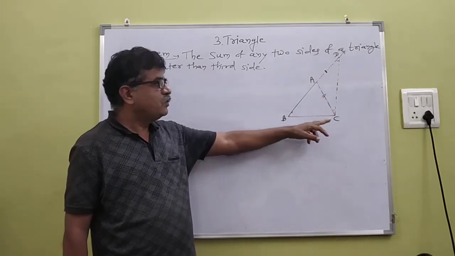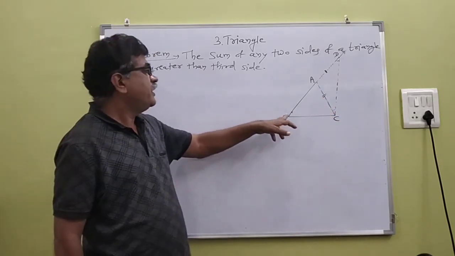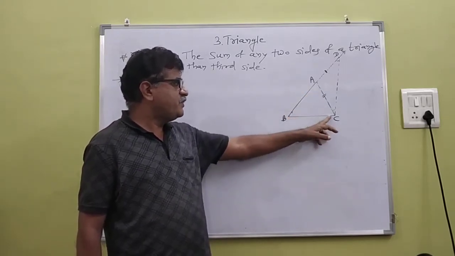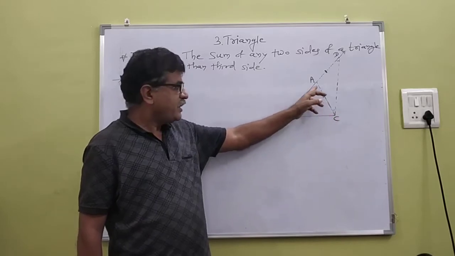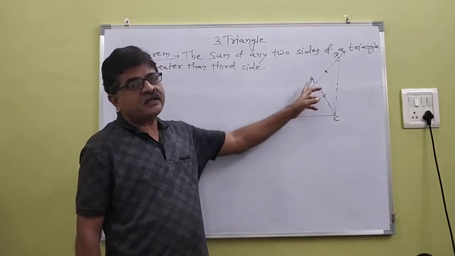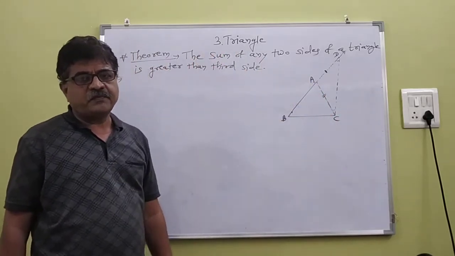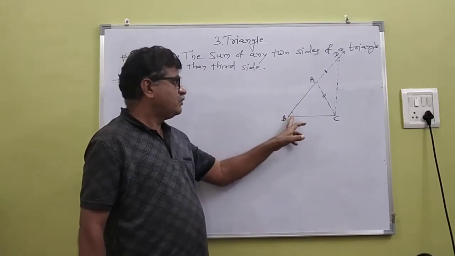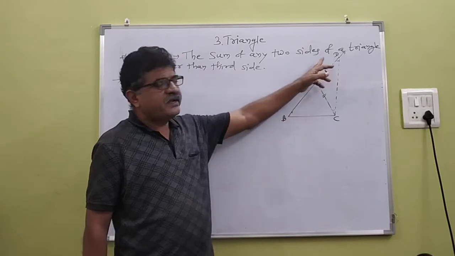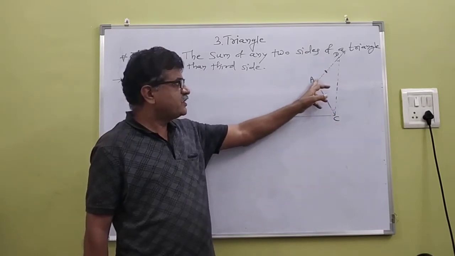To prove, we have to prove BA plus AC greater than BC, BA plus BC greater than AC, and AC plus BC greater than AB. We have to prove this. Now construction: take point D on ray BA such that AC is equal to AD.